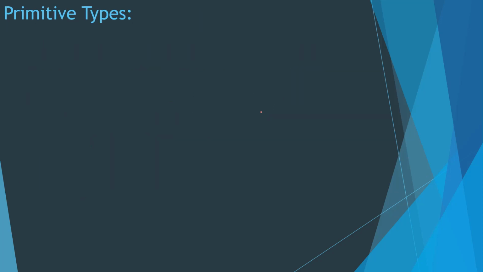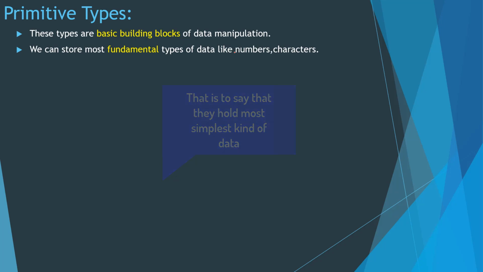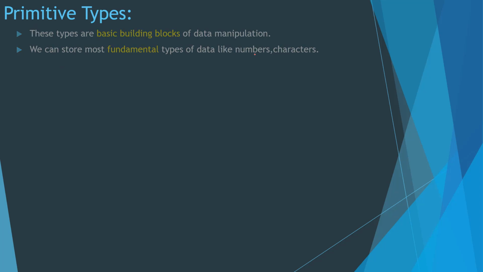Let's move on. So let's discuss these primitive types then. These are the basic building blocks of data manipulation. I told you, these are the most basic data types available. We can store the most fundamental types of data, like numbers, whole numbers or decimal point numbers, or characters and so on. So let me classify these primitive types.